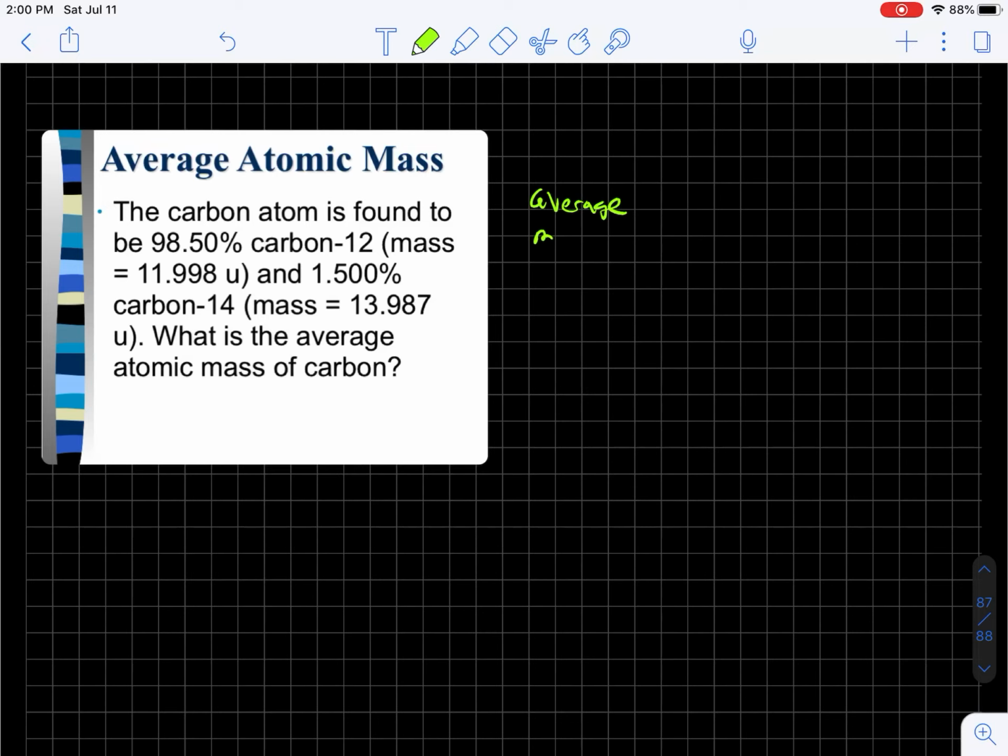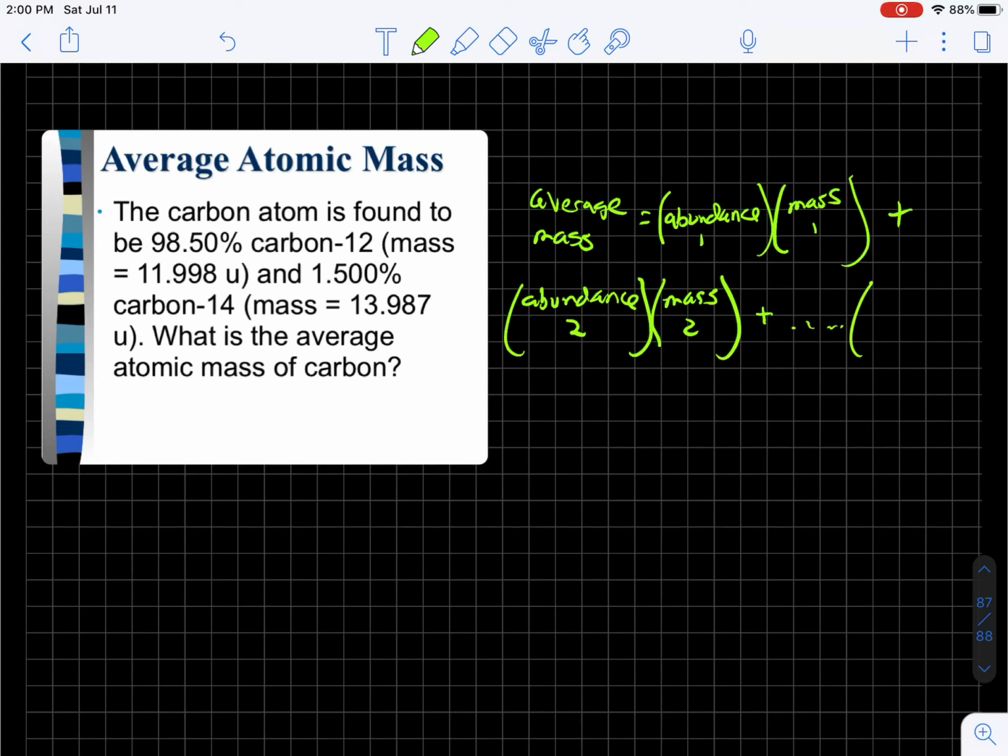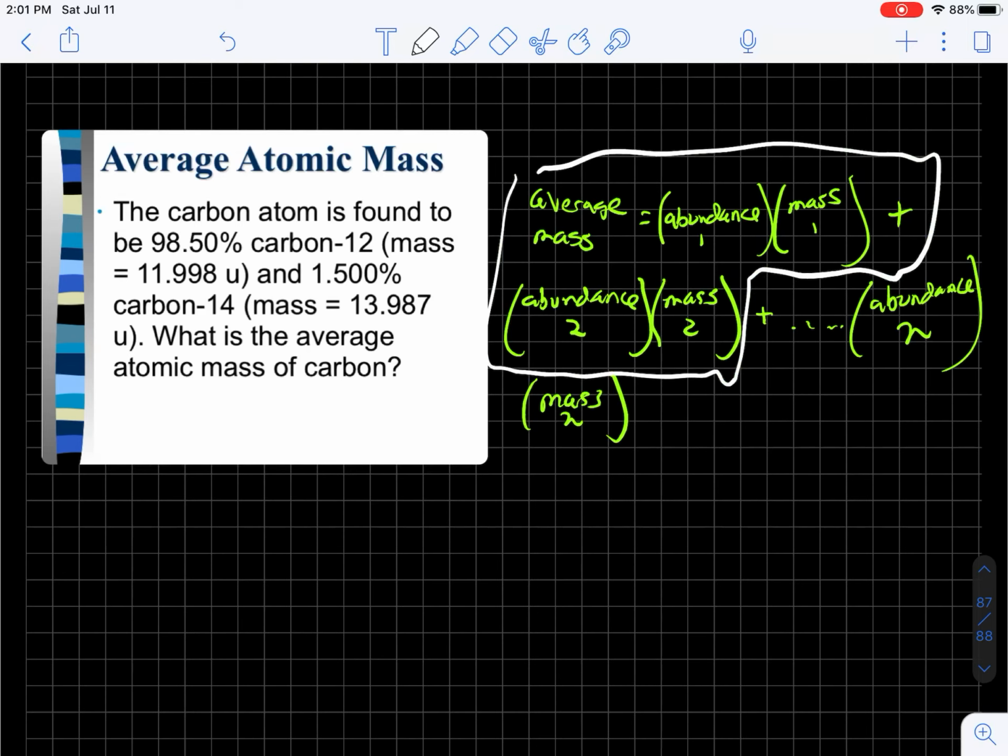Okay, so here's the formula. If we want to do average mass, then what we're going to do is take the abundance of isotope 1, so let's call this abundance 1, and multiply it by the mass of isotope 1, and add that to the abundance. Here there's only 2 isotopes, but this could keep going. Abundance for isotope 2 times the mass of isotope 2 plus the abundance of however many isotopes you have. Abundance for isotope, let's call it N, times the mass of N. So when you write the formula on an FRQ, you only write it for the number of particles that you have, and in this case I only have 2 isotopes, so this is my formula right here.